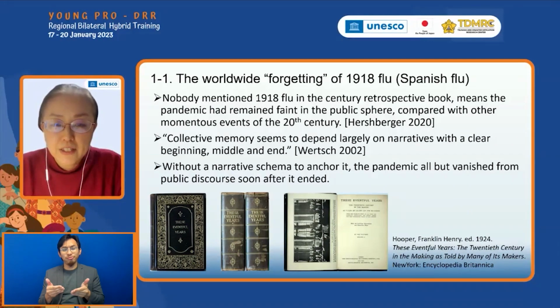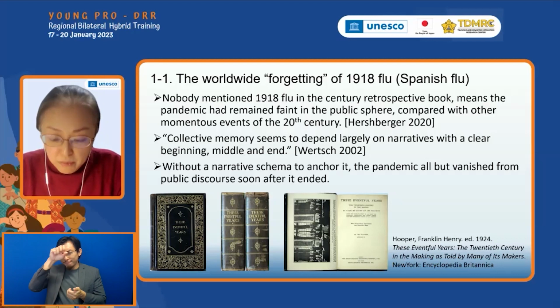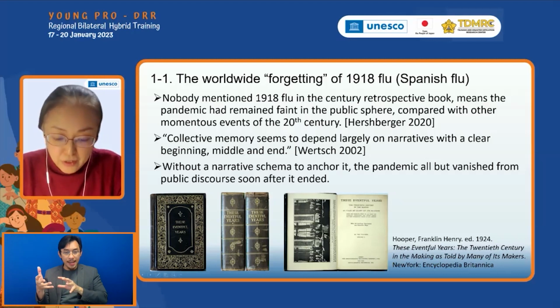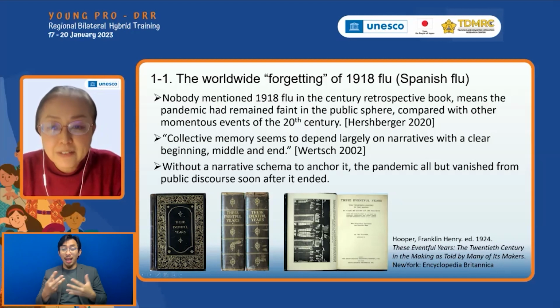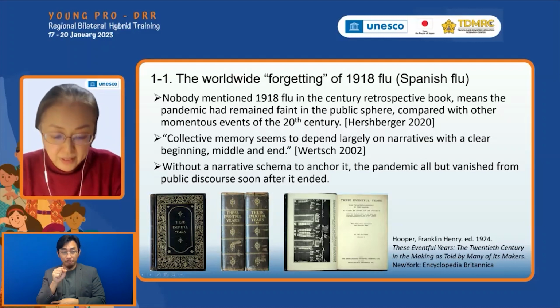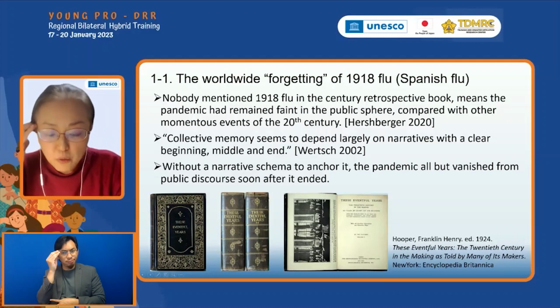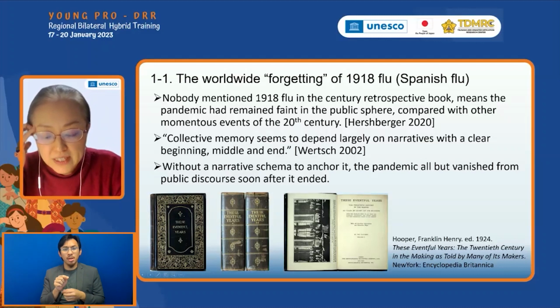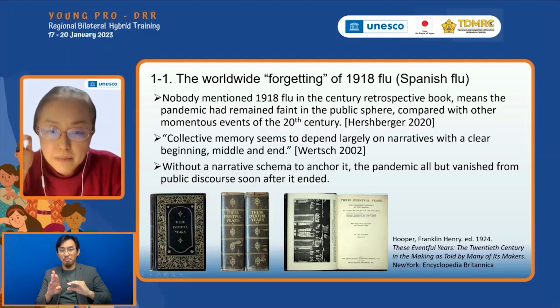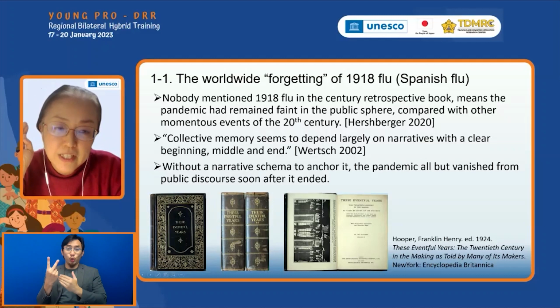Before I introduce the Tsunami Mobile Museum, I would like to share the challenges of collective memory of pandemics and disasters, showing the case of the 1918 flu, also called the Spanish flu, to consider what is essential to building up and keeping collective memory. In 1924, Encyclopedia Britannica published a 2-volume history of the 20th century thus far.